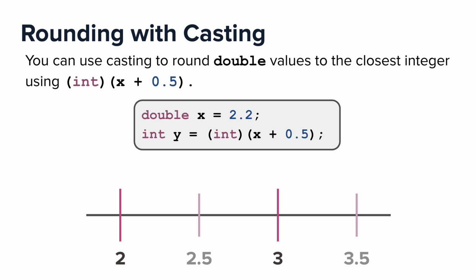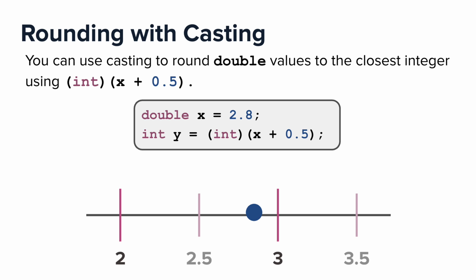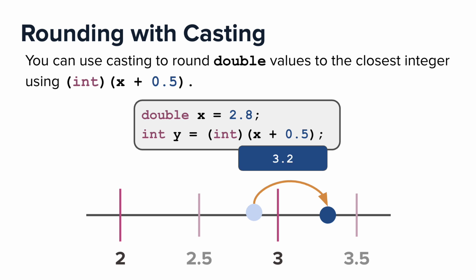Let's use this expression to round 2.2 to the nearest integer, which is 2. So you start with 2.2, then you add 0.5, which is 2.7. Then, casting 2.7 to an int removes the decimal values, resulting in the expected value of 2. Let's look at an example of rounding up with 2.8, which rounds up to 3. So you start with 2.8 and then add 0.5 to get 3.3. Casting the double value to an int removes the decimal values, resulting in the expected value of 3.